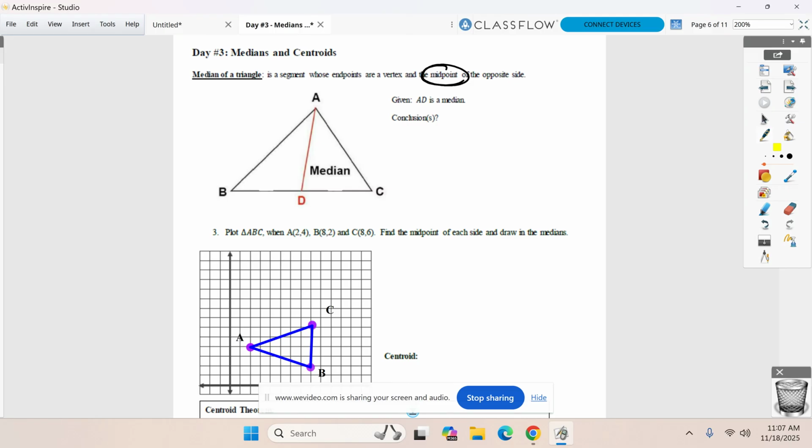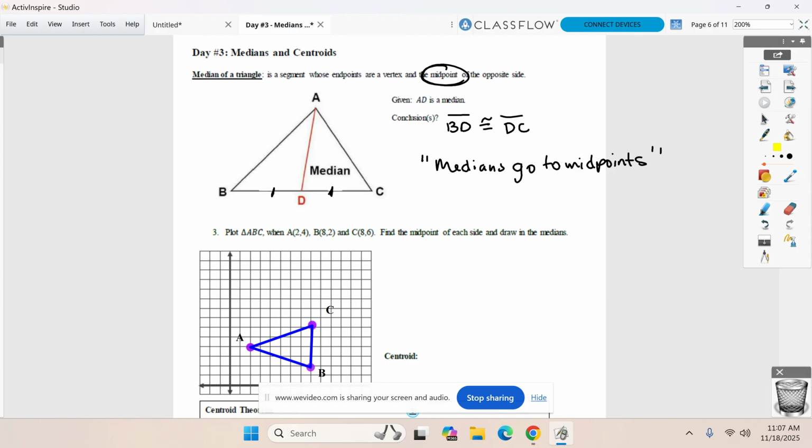No right angles here, right? We didn't say anything about perpendicular. That's an altitude. Medians are drawn to midpoints. All right, so conclusion, BD congruent to DC. You'll hear me say a lot, medians go to midpoints. Okay, medians go to midpoints.